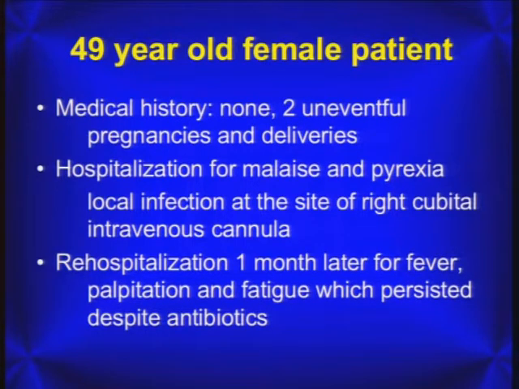About 1 month before her admission, she presented in a local hospital with pyrexia and malaise. She was given medication through the right cubital vein, where a local infection developed, and that was treated. 4 weeks later, she was rehospitalized due to palpitations, fatigue, and fever, which persisted despite antibiotics.